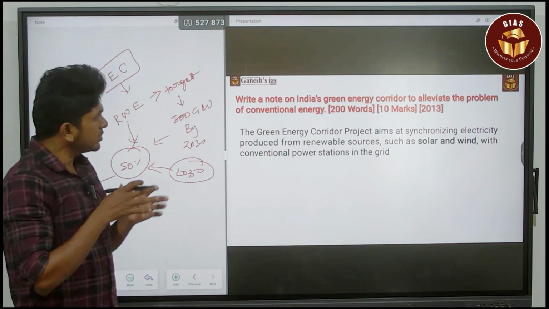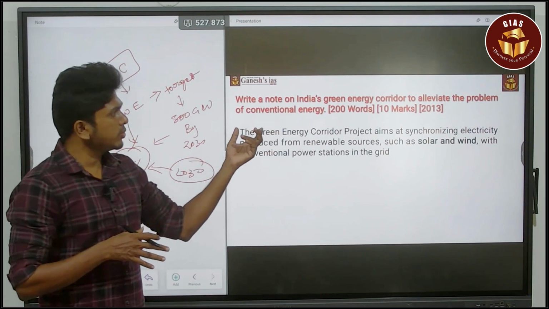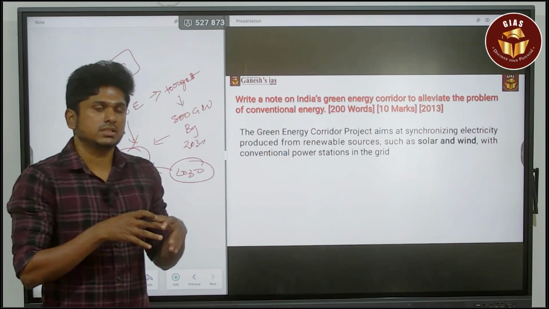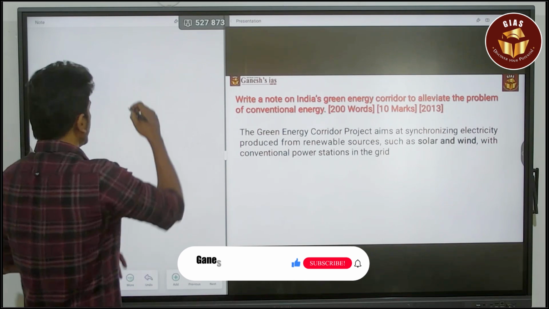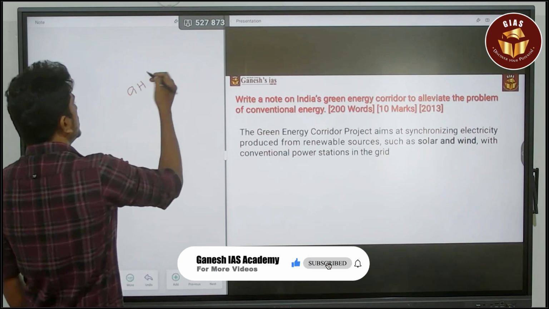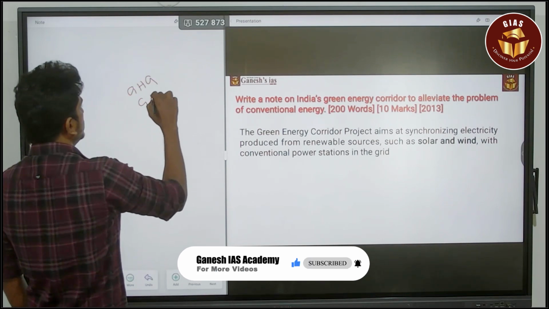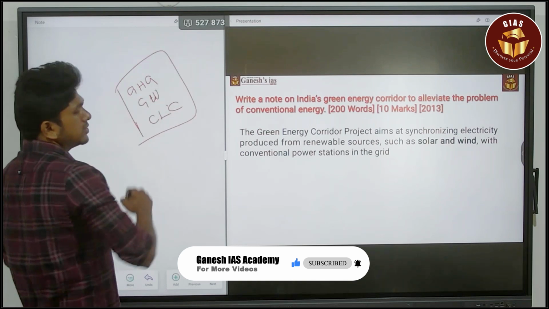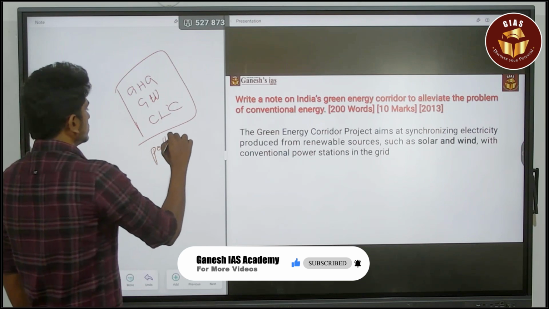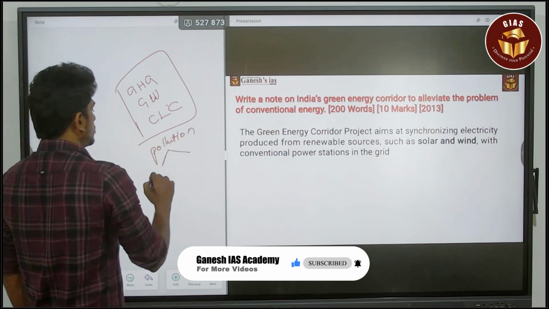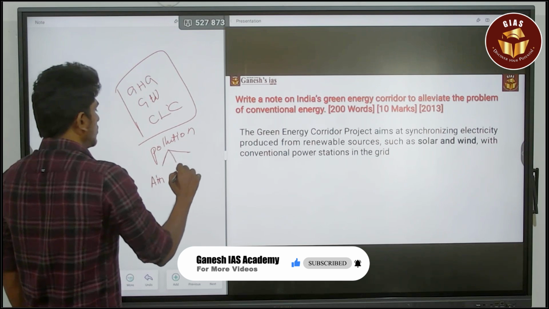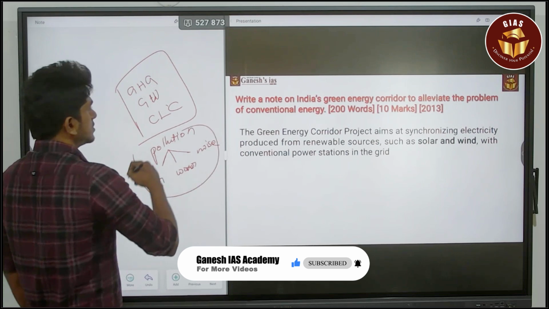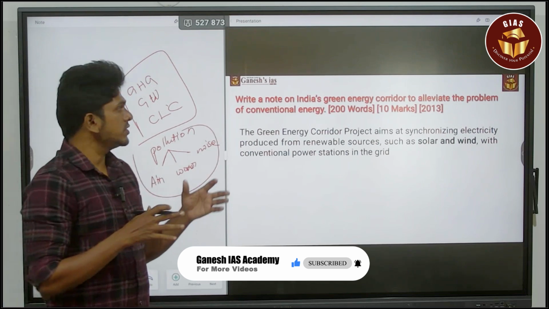And also afterwards, the question is mainly speaking about the problems of the conventional energy. So what are the problems of this conventional energy? Again, it is more of like environmental questions. So you have to speak about the greenhouse gas emission, global warming, climate change, pollution. When it comes to pollution, you have to speak about the air pollution, water pollution, even noise pollution. So these are the problems of this conventional energy.